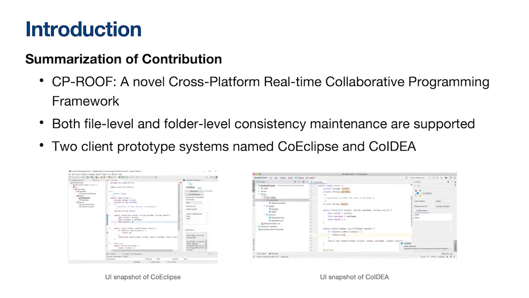To address the above-mentioned issue in real-time collaborative programming, we propose, design, and implement a novel cross-platform real-time collaborative programming framework, CP-Roof. Based on CP-Roof, specific collaboration clients on different platforms can be designed and implemented with little effort. In our study, we have implemented two client prototypes based on CP-Roof, which have enabled real-time collaboration over IntelliJ IDEA and Eclipse. I'm going to present our design objectives, workflow and functional design, system architecture and components, major technical issues and solutions, and a set of experimental evaluations in our study.